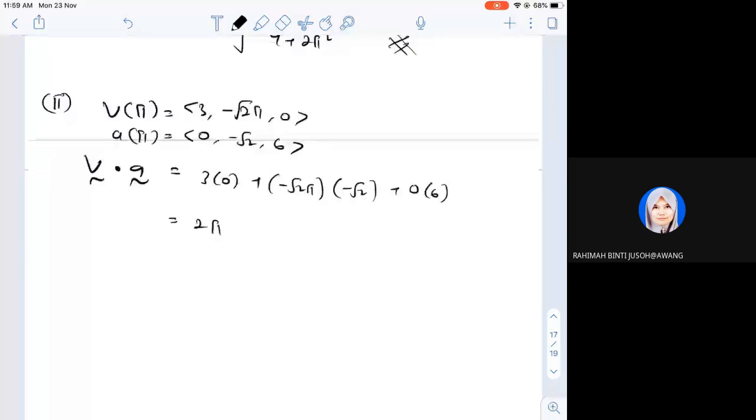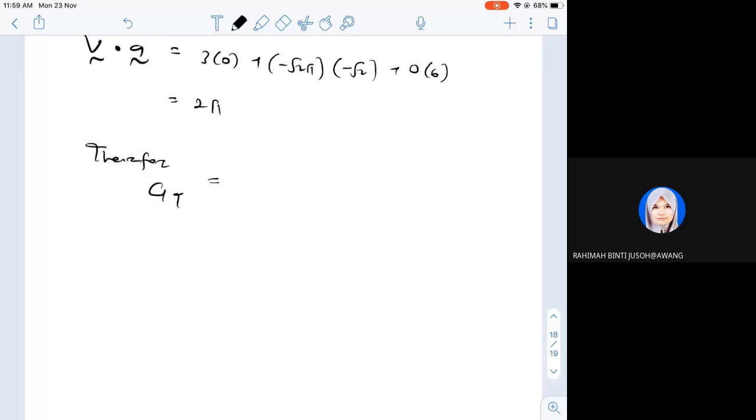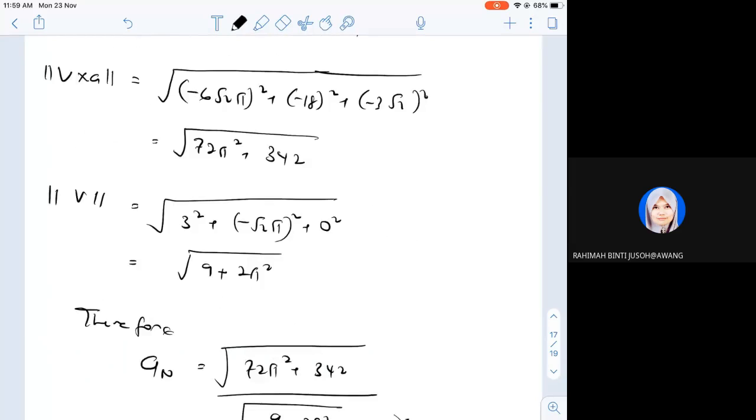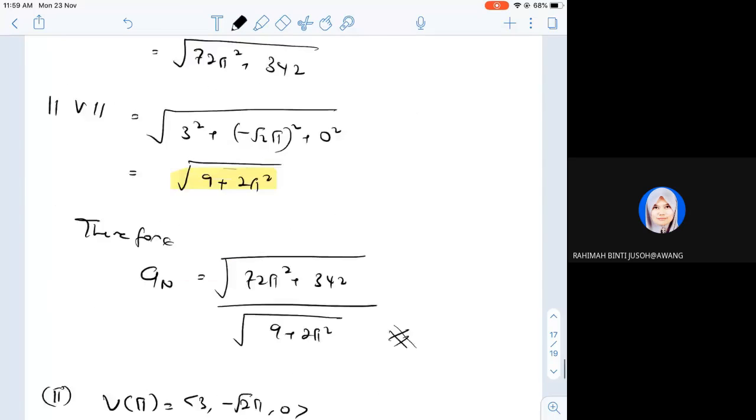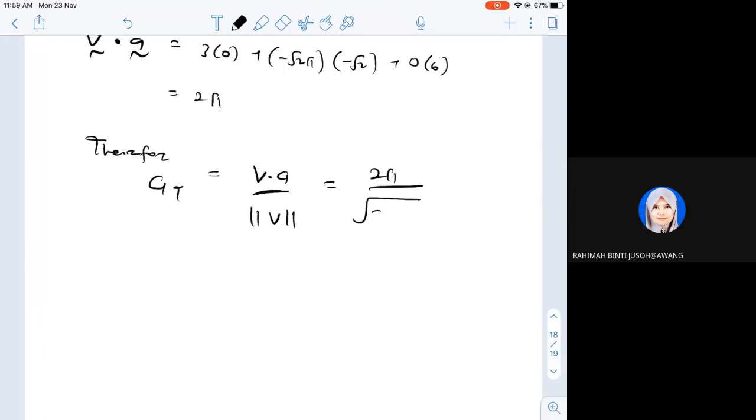Okay, so therefore AT is equivalent to V dot A divided by the magnitude of V. So 2 pi divided by the magnitude of V. Just now where did we get it? This one. So 2 pi over the square root of 9 plus 2 pi squared.